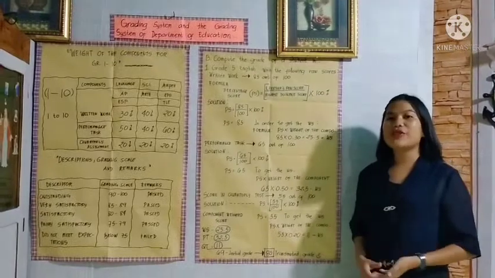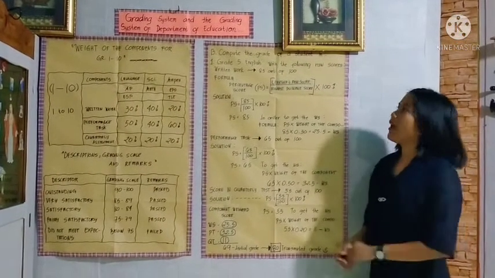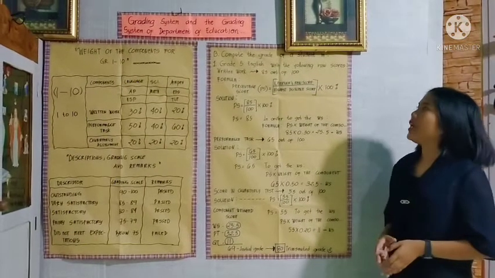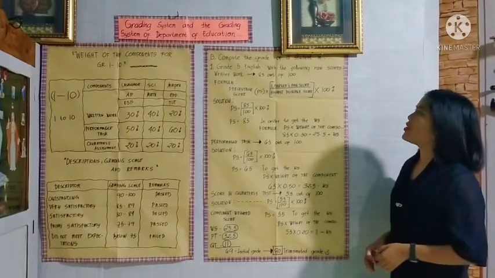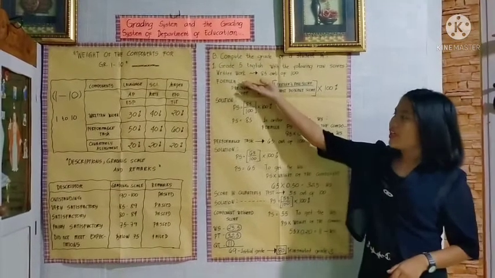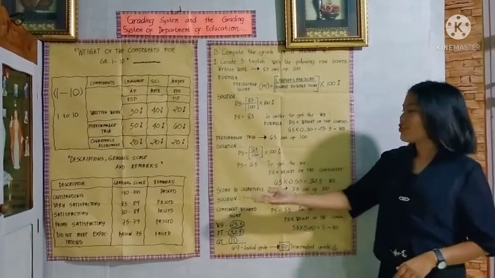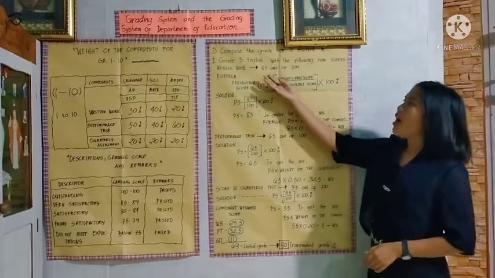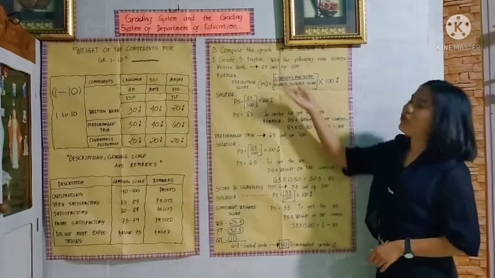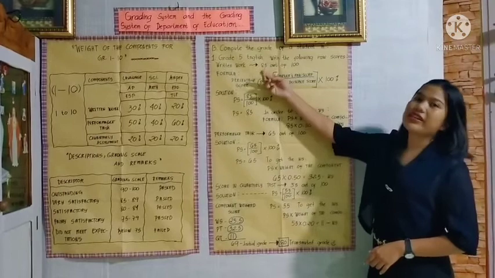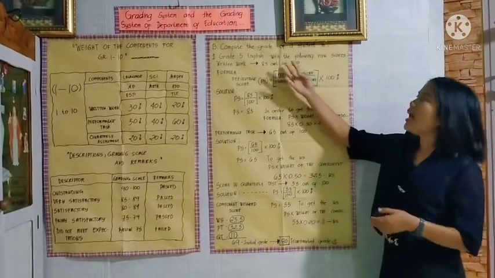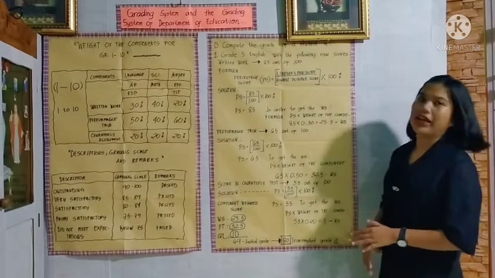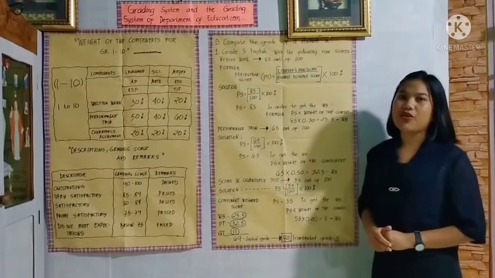So now, let's proceed to task 1B. Number 1. Compute the grade of a student in grade 5 English with the following raw scores. We have written work, the performance task, and the score in the quarterly test or exam. In written work, we have 85 out of 100. This 85 is the raw score, and the 100 is the highest possible score. In order to compute the grade of the student, we first have to know the formula.